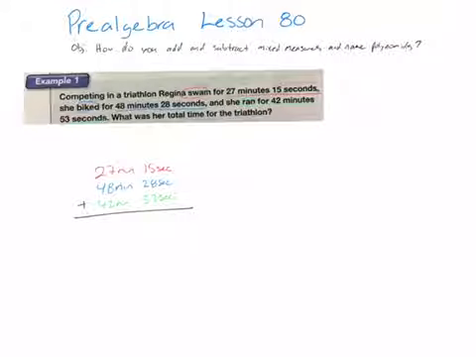Hello Prealgebra students, this is lesson 80. Our objective is how do you add and subtract mixed measures and name polynomials. So we're just going to do one here of mixed measures.